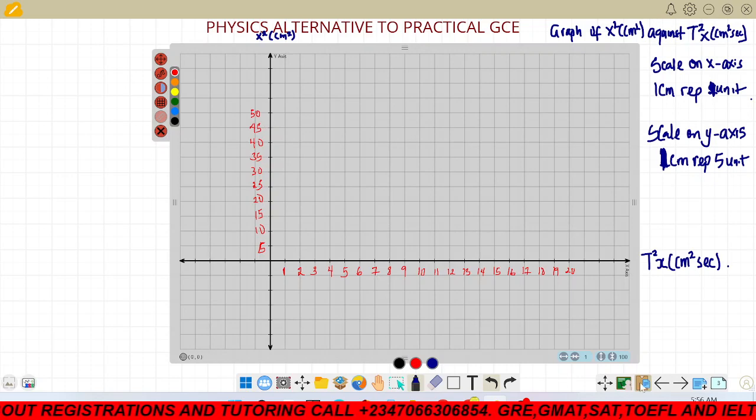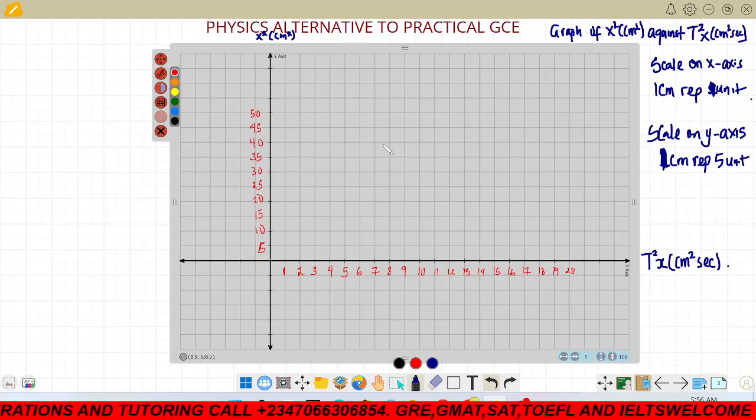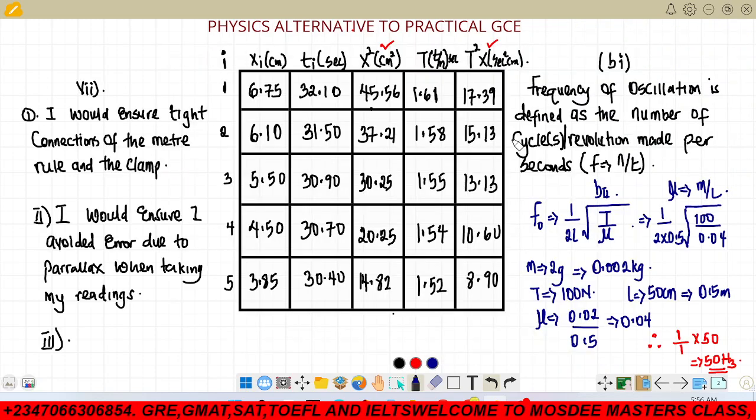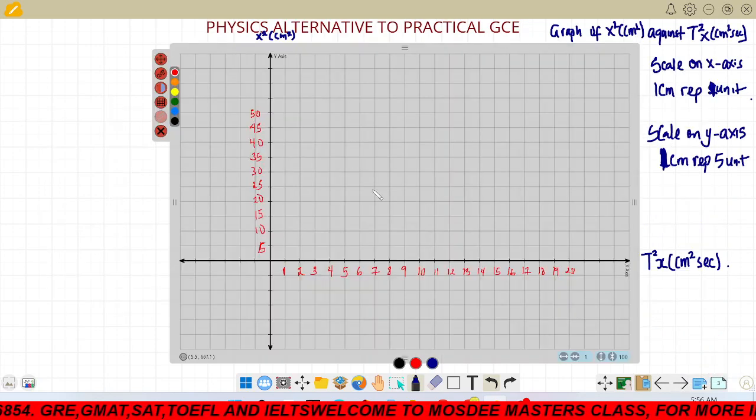So now, what am I looking for? 45.56 will be 45.5, after 45 before I get to 46. 45.56 will be around here. Then I'm plotting that against 17.39. So 17.39 is what I need here. This is 17, this is 18. So 17, then 17.1, 17.2, 17.39. So around this place, which you are going to trace up there, I hope you get that.